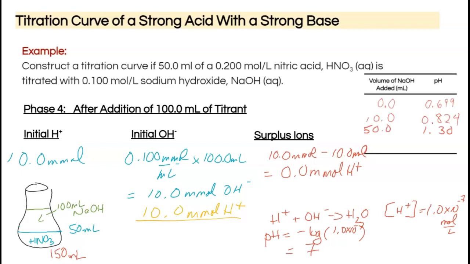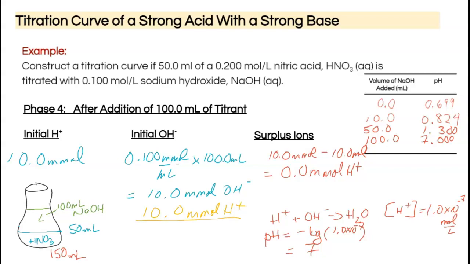So I've just taken a moment to include our table of values so far, and I'm going to add that 100. So I've got 100 milliliters of our titrant that's been added, and our pH now is 7. I'm going to keep our sig figs consistent here with 3 decimal places. So there we go, pH of 7. As you can imagine, we have now neutralized all of our acids.